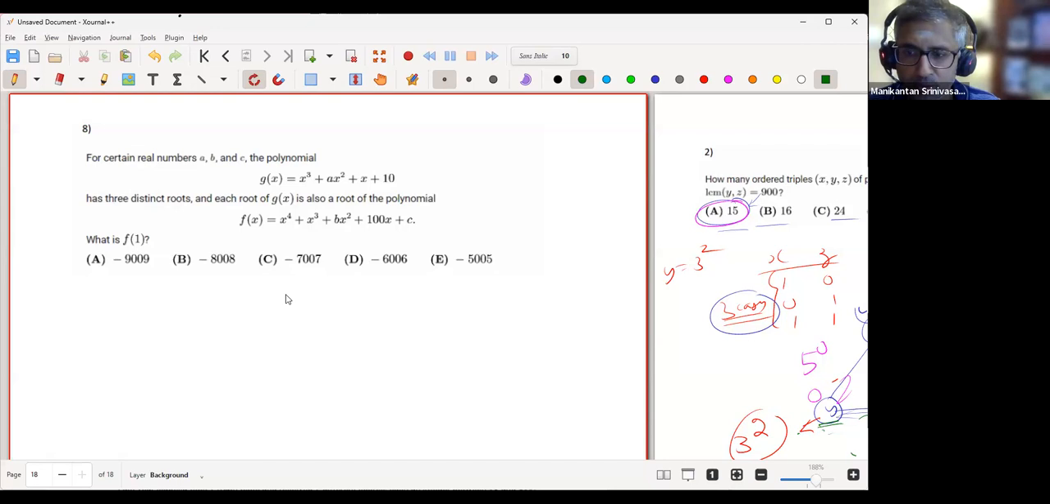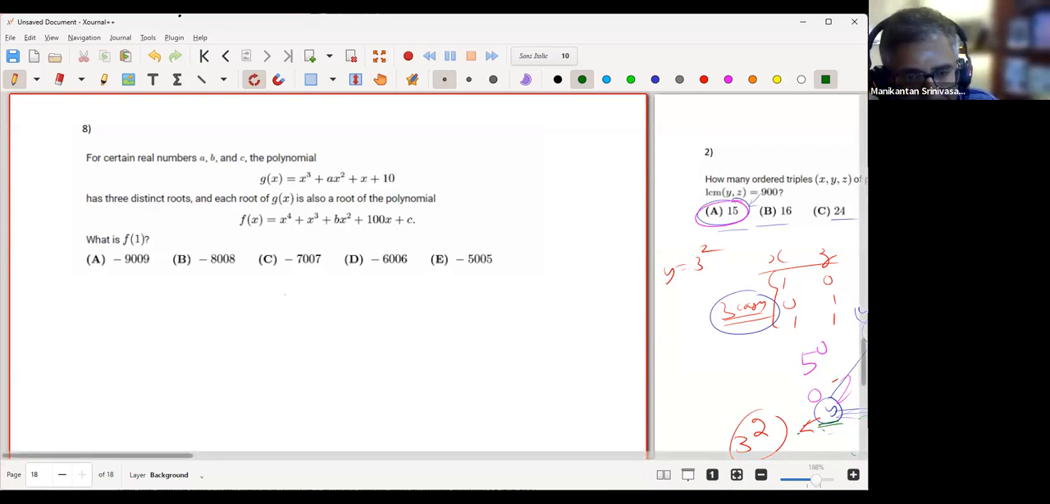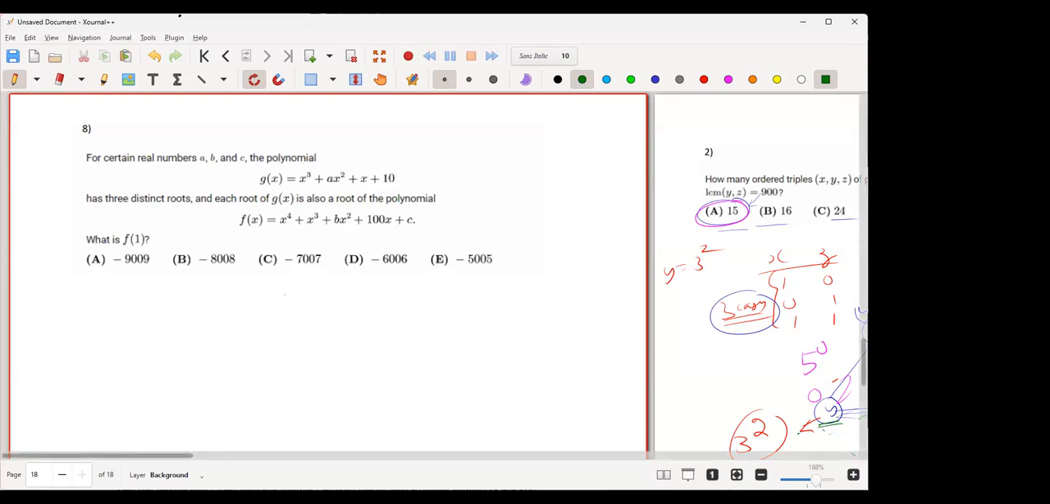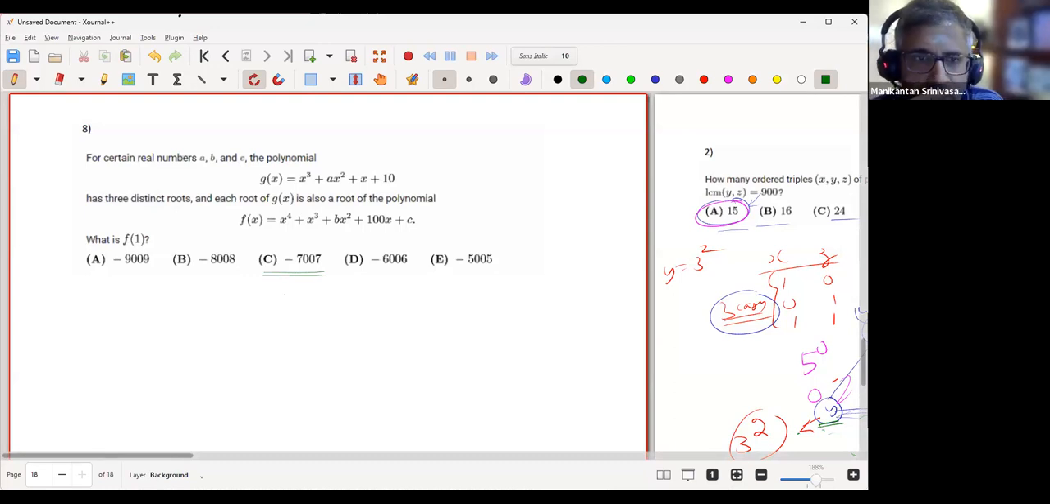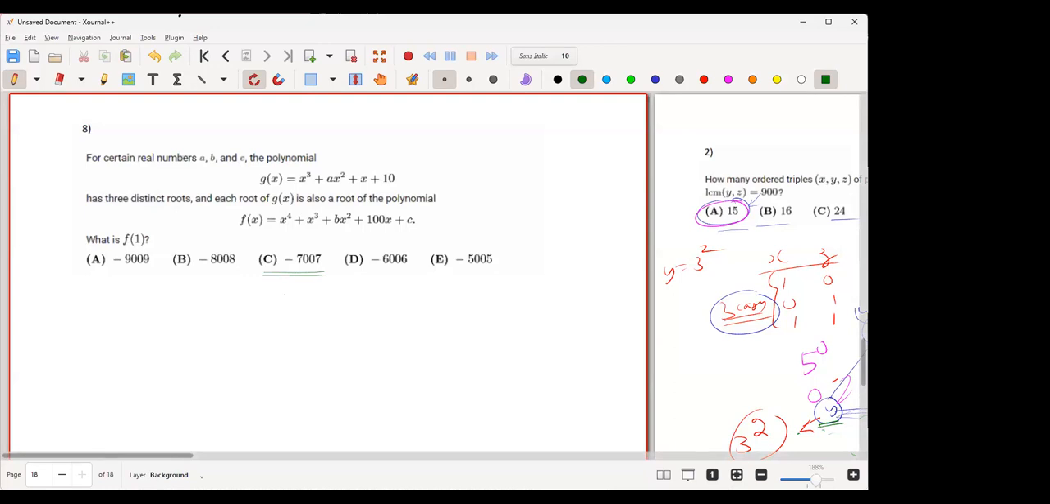Okay. Moksh, what did you do? And what did you get rather? I got C, I believe. Let me just check. Yeah, I got C. Okay. And what did you do, please? Okay, so the first thing I noticed was that each root of g of x is a root of the polynomial f of x.